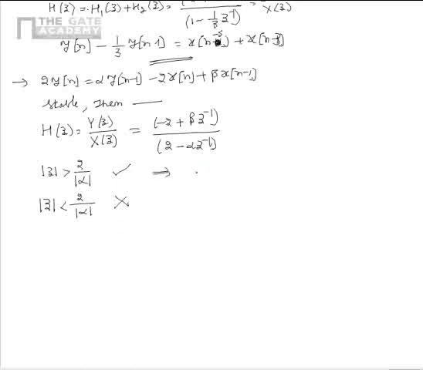But it is given that the system is stable, so 2 by mod alpha should be less than 1, as the ROC should include the unit circle. From this, we see that if the system is stable, the correct condition that needs to be satisfied is mod alpha greater than 2, and for any value of beta.